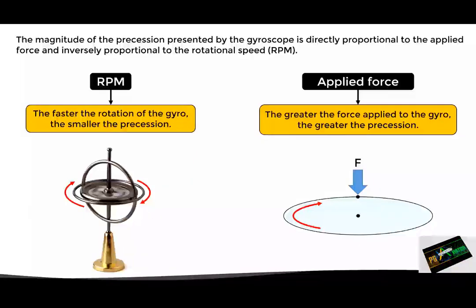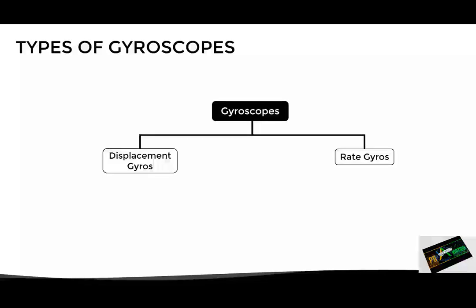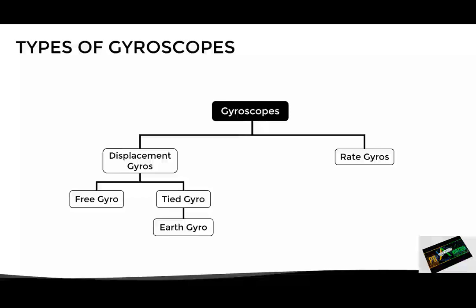Now let's see what are the different types of gyroscopes we can find. In essence, gyroscopes can be classified into displacement gyros and rate gyros. And at the same time, displacement gyros can be divided into free gyros and tied gyros, among which we can highlight the Earth gyros. Let's see a brief description of each one of these and where they are used, starting with the displacement gyros. Let's start with the free gyro, also known as space gyro.